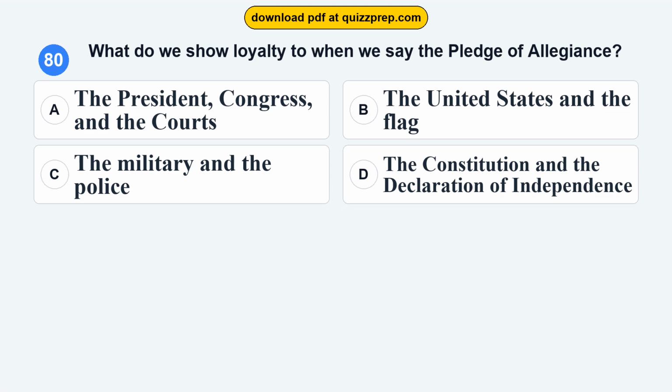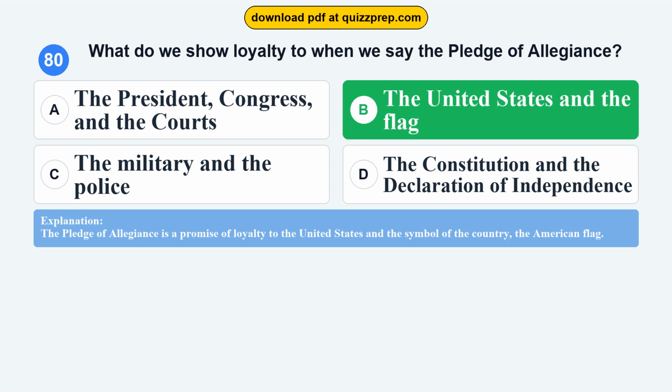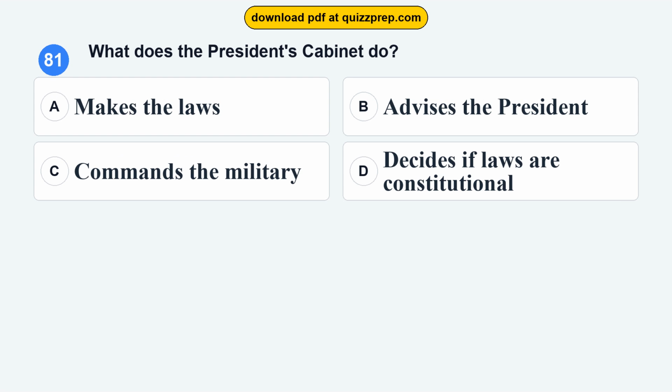Question 80. What do we show loyalty to when we say the Pledge of Allegiance? Option A, the President, Congress, and the courts. Option B, the United States and the flag. Option C, the military and the police. Option D, the Constitution and the Declaration of Independence. The correct answer is option B, the United States and the flag. The Pledge of Allegiance is a promise of loyalty to the United States and the symbol of the country, the American flag.